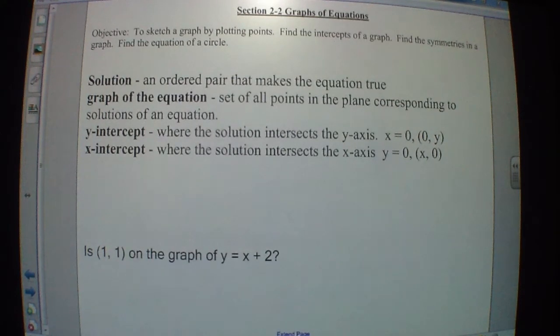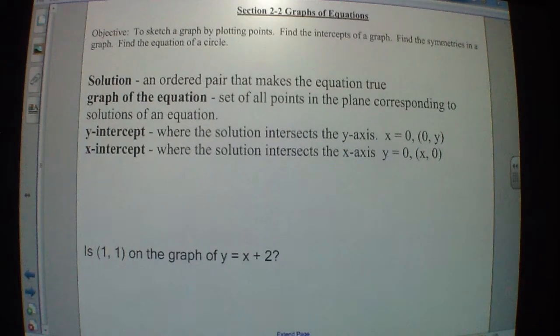A solution is an ordered pair that makes an equation true. Graph of the equation is a set of all points in the plane corresponding to the solutions of an equation. The y-intercept is where the solution intersects the y-axis. So that means everything along the y-axis, x is equal to 0. So at some point (0, y). But usually when they give y-intercept, they'll just give you a number. So that's what y is equal to.